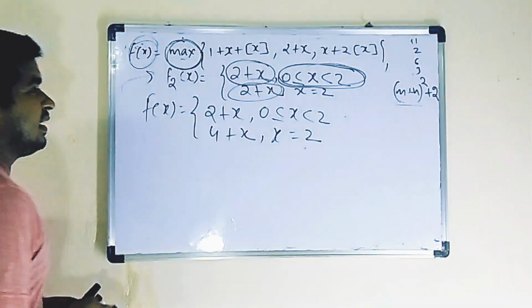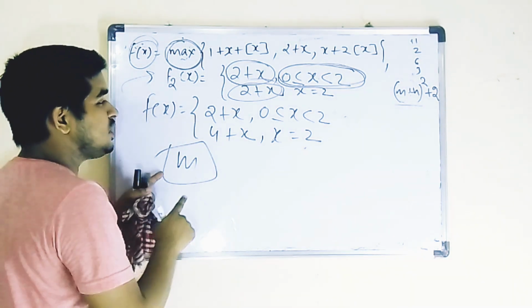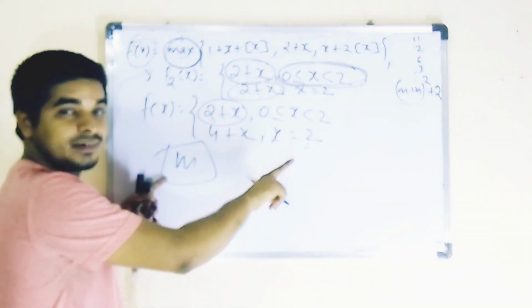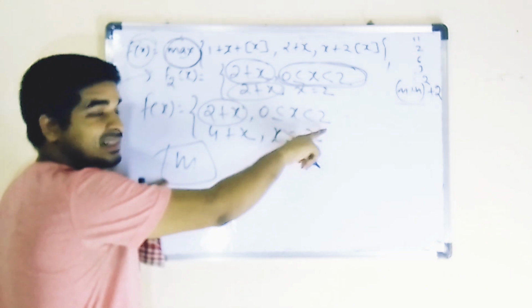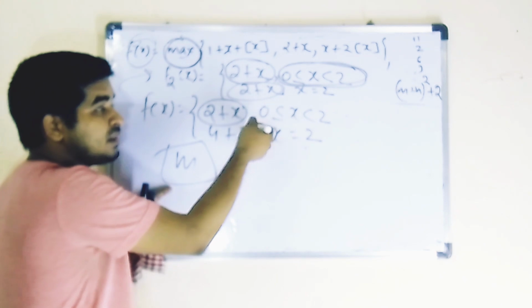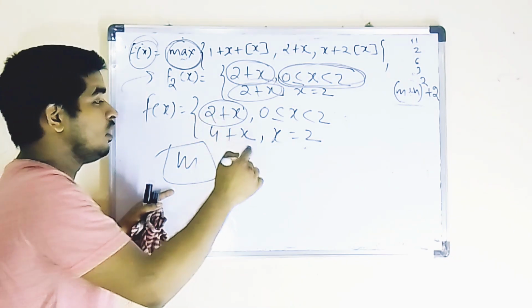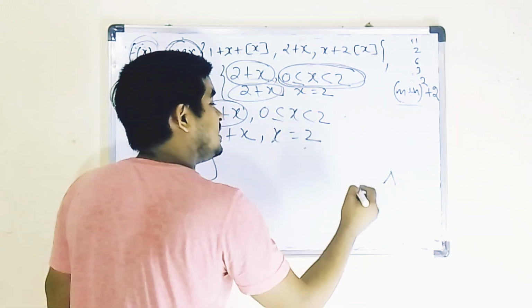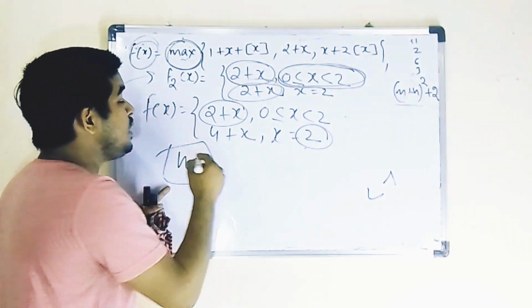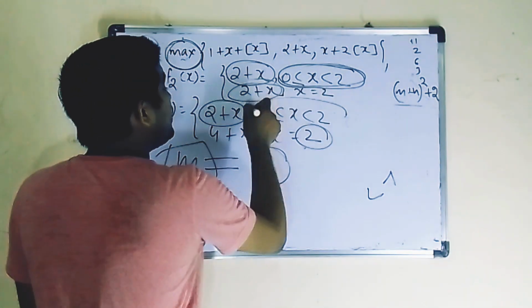So now see directly, m is the point where the function is not continuous. Between 0 to 2 the function is continuous, 2 plus x. Between 0 less than or equal to x less than 2 the function is continuous. At x equal to 2 the function is not continuous because the function will change, something like this. So x equal to 2 is the point of discontinuity. So how many points of discontinuity? 1. Agree?